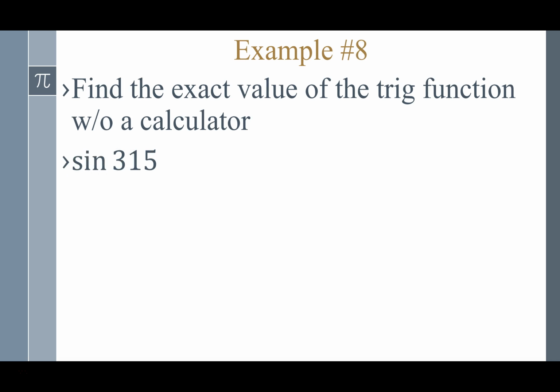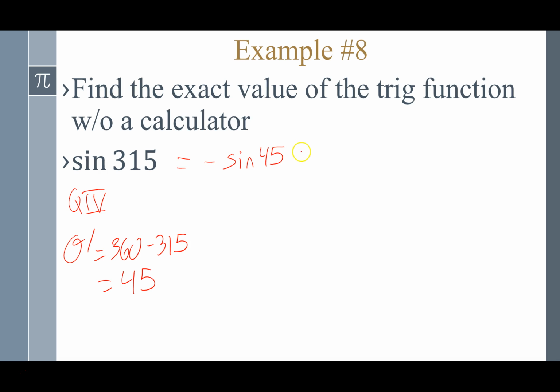If we're talking about sine of 315, well, that's in quadrant 4. It's bigger than 270, but less than 360. So our reference angle would be 360 minus 315, which is 45. So this is equivalent to sine of 45. And in quadrant 4, the sine is negative because the y values are negative. So that's why it's negative sine 45. So it'd be negative square root of 2 over 2.